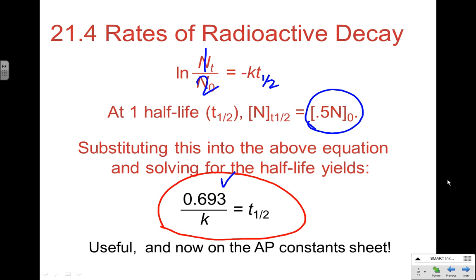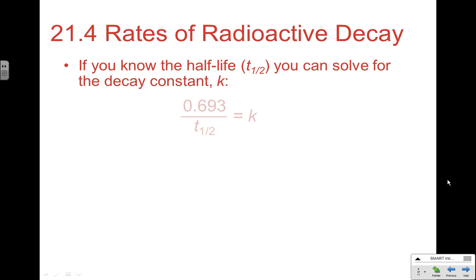So the k in this equation is our rate constant. It is a constant that's going to be different for different types of substances. So it's a characteristic property of a substance. So if we know how long the half-life is, we can solve for k using this equation. If we know what k is, we can solve for what the half-life is. And this is a useful equation, and it's now on the AP constant sheet. So you've got two forms of equations on the AP constant sheet that are going to be useful for the type of math we're looking at here with radioactive decay.